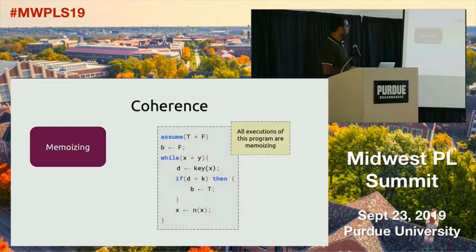Okay, so let's go back to the same example. Here, the different terms that are computed are the following. There is x0, then there is n of x0, n of n of x0, etc. And then key of x0, key of n of x0, key of n of n of x0, etc. Now, each of these terms is computed only once. So there is, by definition, no recomputation. So this is vacuously a memoizing program because all its executions are memoizing.